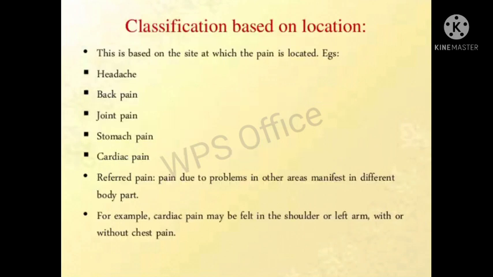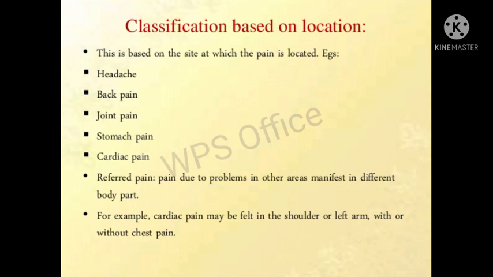Then classification based on the location. Based on the location, the pain may be classified as headache, which occurs in the head, back pain, which occurs in the back, joint pain, which occurs in the joints, stomach pain, cardiac pain, and referred pain. Referred pain is a pain due to problems in other areas that manifests in different body parts. For example, when we are having pain due to kidney stones, the pain will radiate towards our back. We will also have back pain. So this type of pain, which is not on the localized part, is known as referred pain.